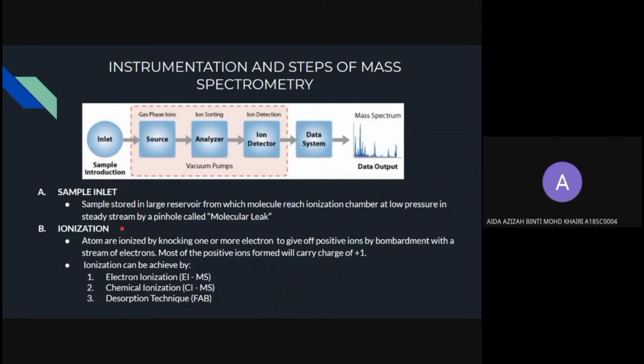And the next step is ionization. Atoms are ionized by knocking off one or more electrons to give a positive ion by bombardment with a stream of electrons. Most of the positive ions formed will carry a charge of one positive. Ionization can be achieved by three techniques, which are electron ionization, chemical ionization, and desorption technique.